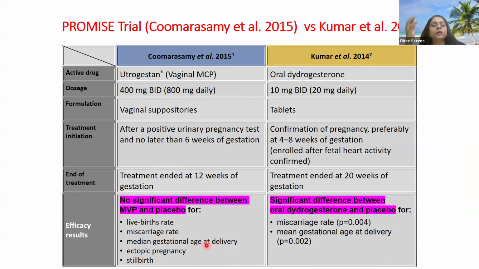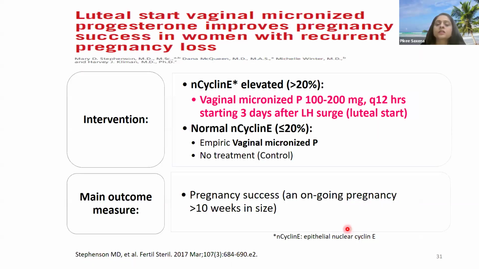So coming near to the end, you must know about the PROMISE trial and Dr. Ashok Kumar's trial. In the PROMISE trial, they used micronized progestogen vaginally, 400 milligram BD after the pregnancy test, from 6 weeks to 12 weeks. They found no significant difference between those who were given micronized vaginal progesterone and placebo. However, oral dydrogesterone showed a significant difference. If you gave dydrogesterone, the pregnancy continued, the live birth rate was much better and mean gestation age was much higher.